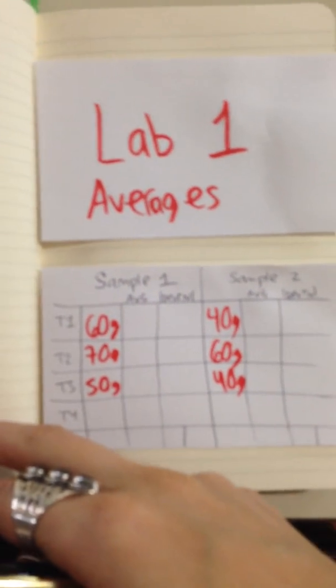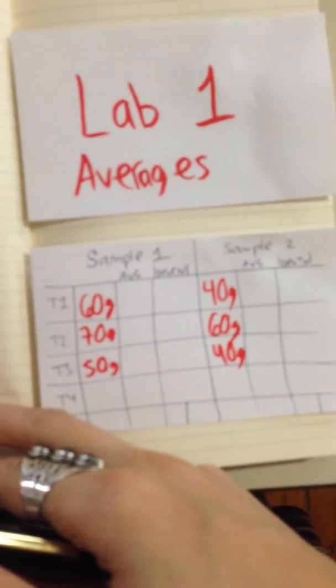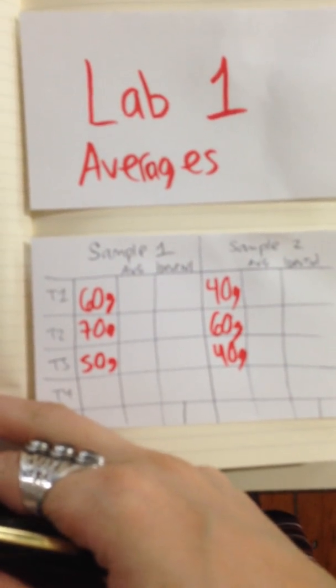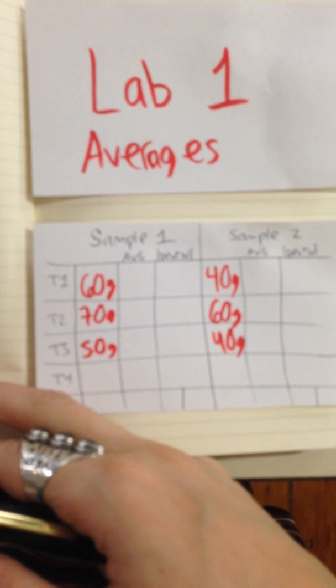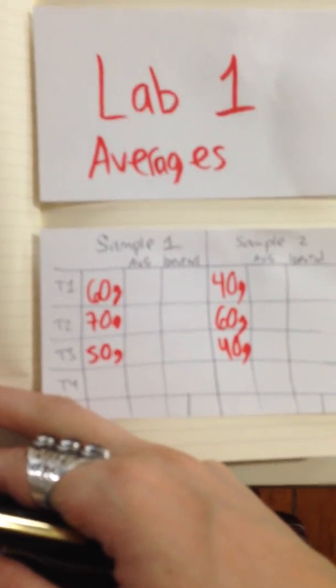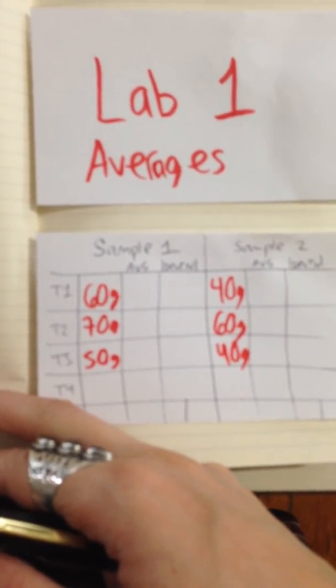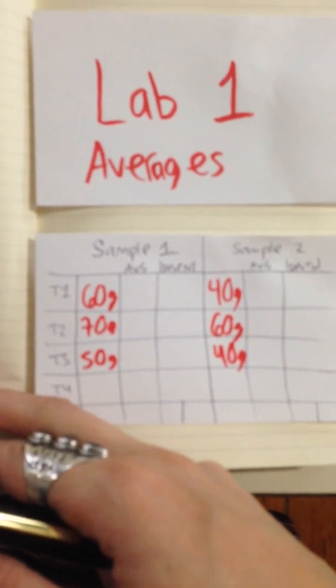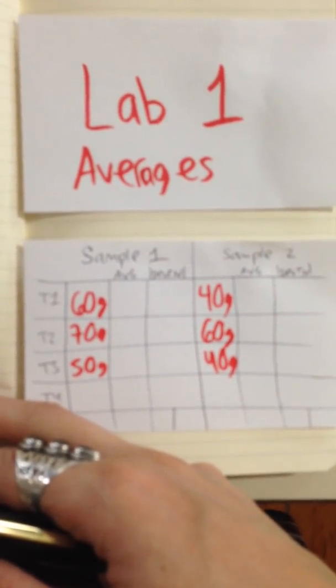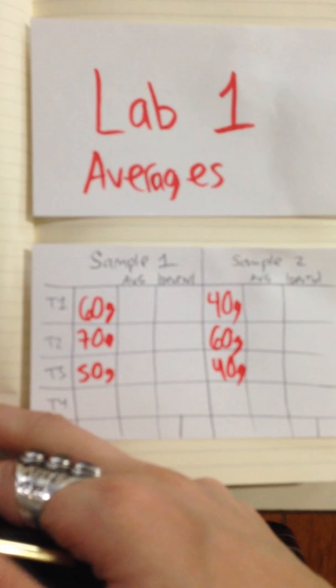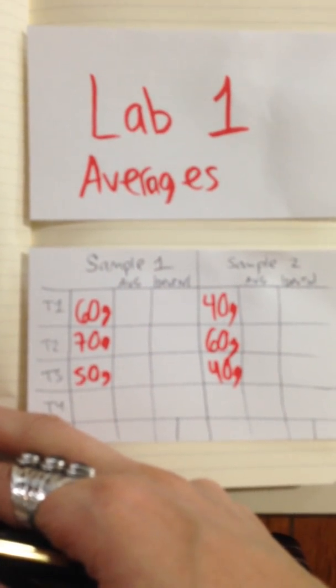Okay, we're back with Lab 1, the calculation portion. You can see that I created a table to note down the masses of my two sample sets. For sample 1, we have masses of 60, 70, and 50 grams. Sample 2, we have 40, 60, and 40 grams. So what I'm going to do is show you how to find an average.